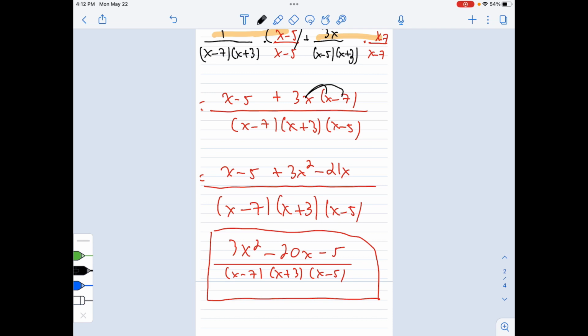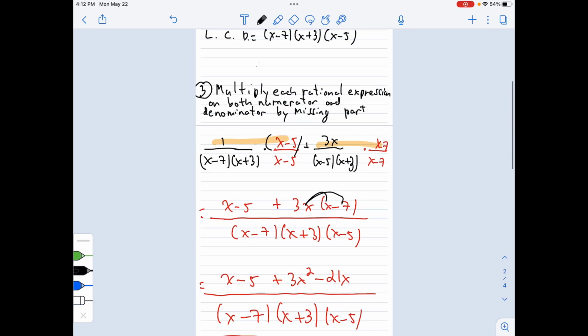Finally you have 3x squared minus 20x minus 5, writing that expression in descending order from highest to lowest degree. Now, if you could, you would also try to factor the numerator, but that's not the case here. You can't do that. But if you could, you would certainly want to try it, because when we're adding or subtracting rational expressions, you try to simplify as much as possible, which in this case means factoring.